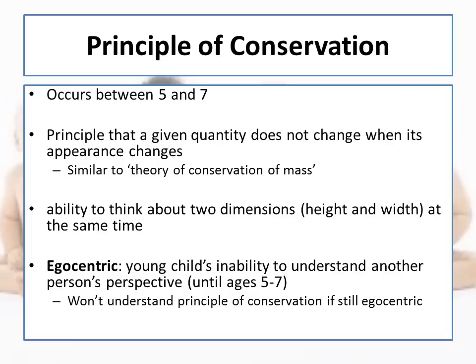Egocentric is a term that Piaget used to describe, in connection with the principle of conservation, a young child's inability to understand another person's perspective. And a child is described as egocentric until about the age of 5 to 7, because until that age, a child won't understand the principle of conservation.